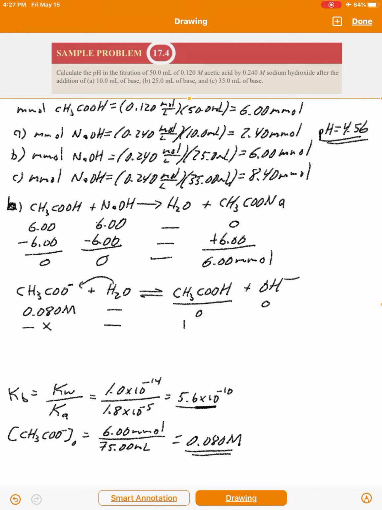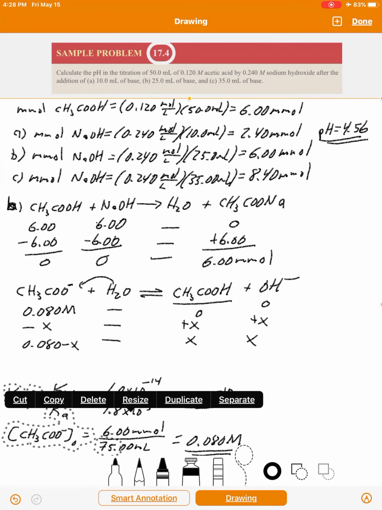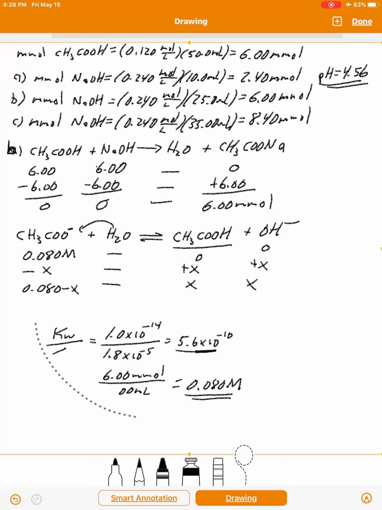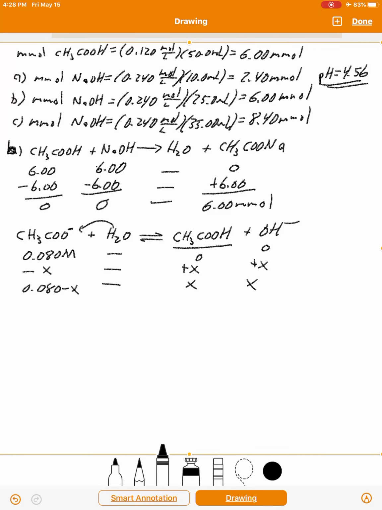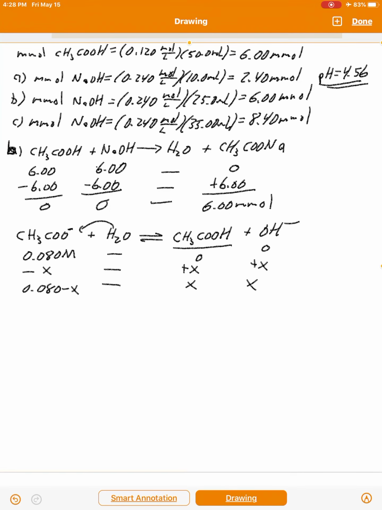See how I'm going about this? Plus x, why? Because Q is equal to 0, so Q is less than K, so the reaction goes to the product side. Okay, so now that we've got that situation set up, we can go ahead and start doing the calculations. Again, this is really a lot of calculations in these problems. It's pretty intense. So you have to be very organized when you do these problems.